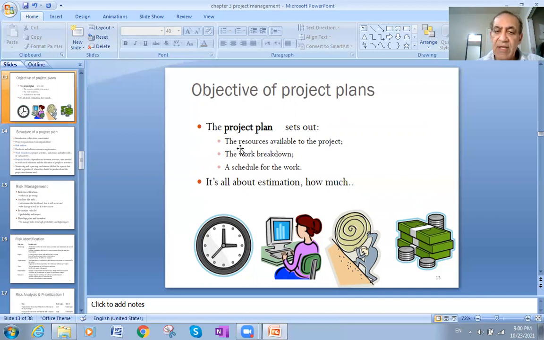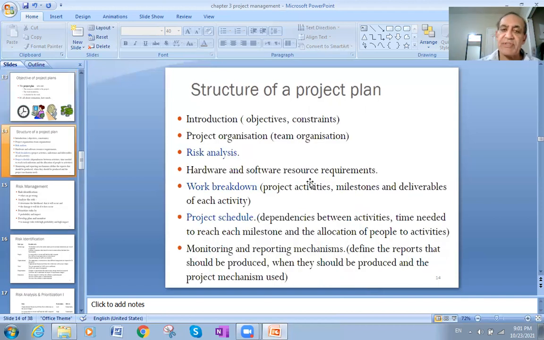Again, I would say the resources available, the resources mean the raw materials, the money, the capital, how much I have for the project. The work breakdown: parts of the work and the sequence of the work, dividing the work into stops and stations and phases. A schedule for the work, and this is also related to estimation. So it's how much the resources available, the work breakdown, and the time. So it's all about how much.